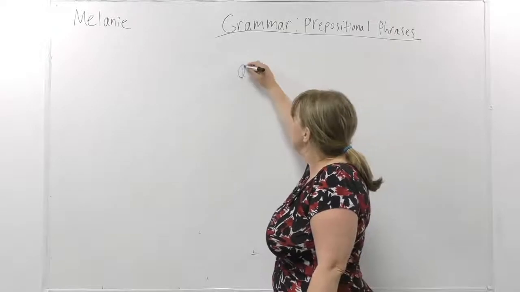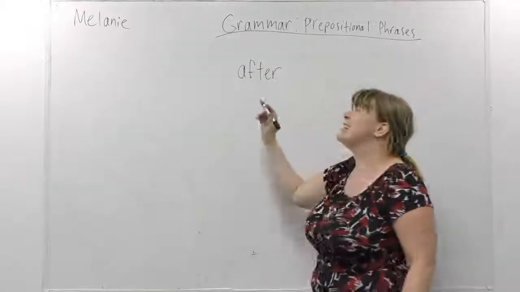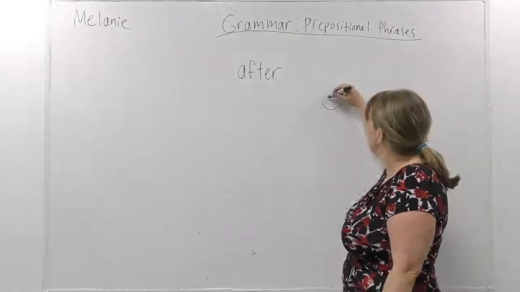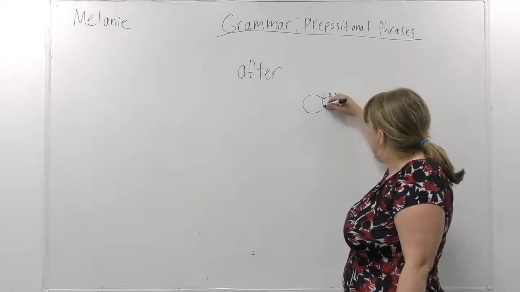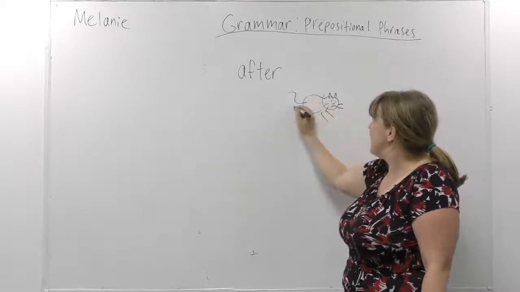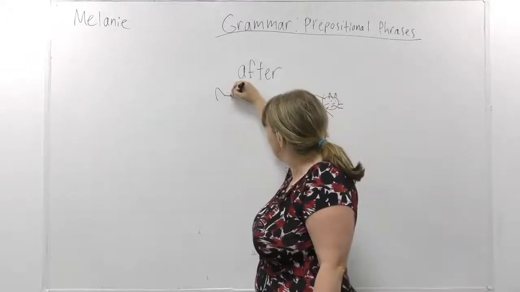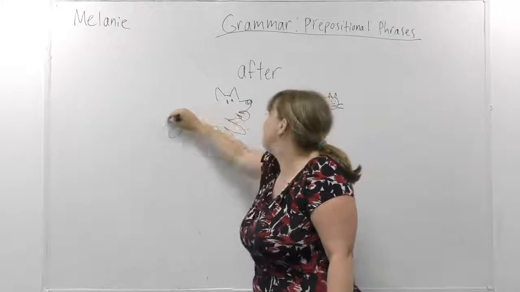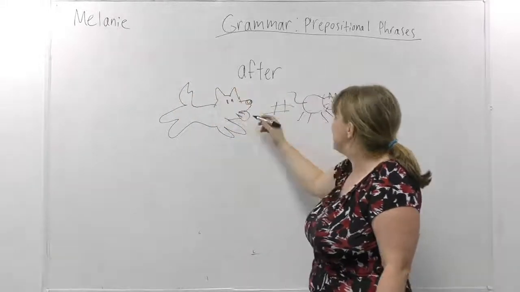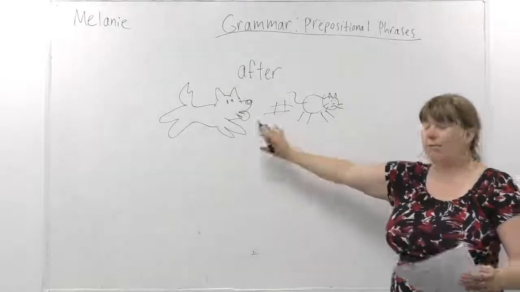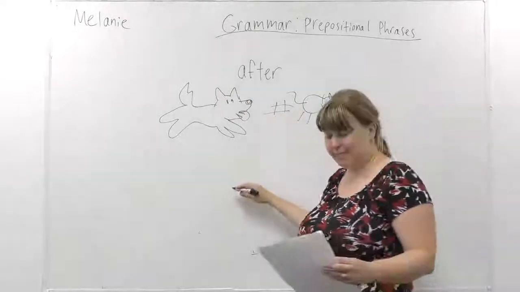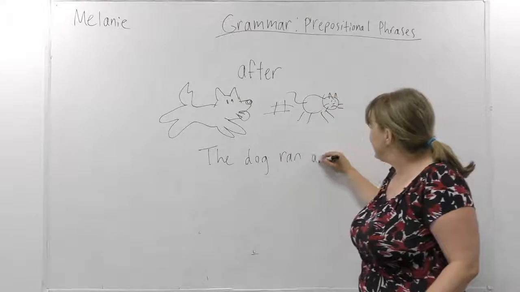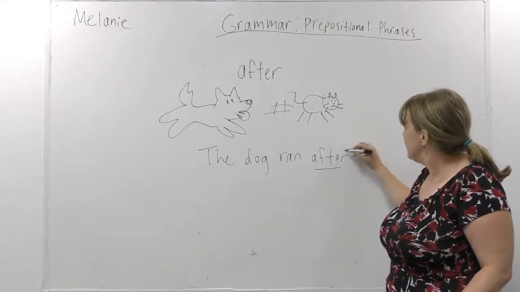After. Okay, so after means to follow something. For example, here is a cat, not a very good looking cat. And then here is a dog. It's very happy and it's chasing after the cat. So the dog ran after the cat.